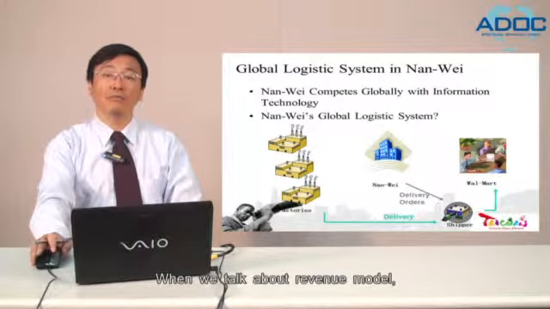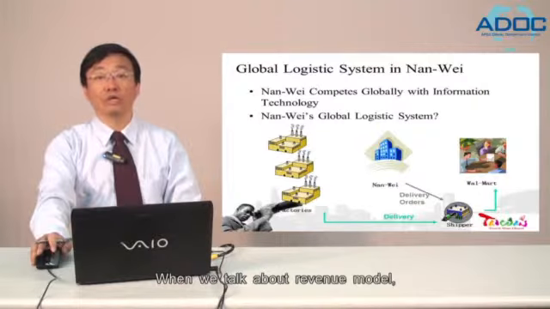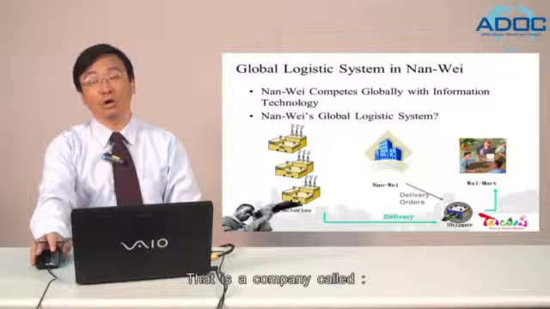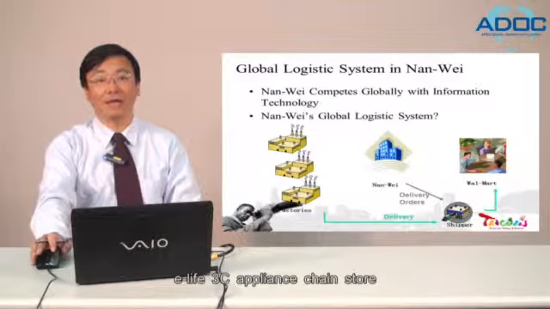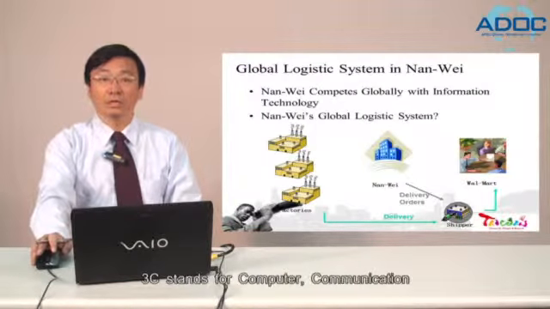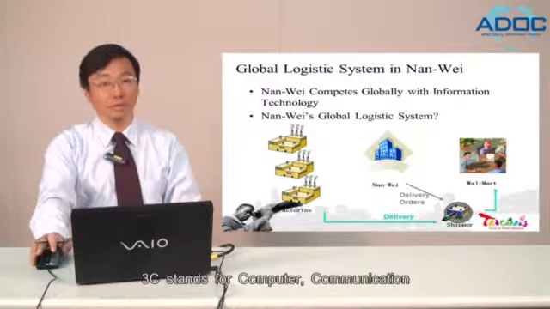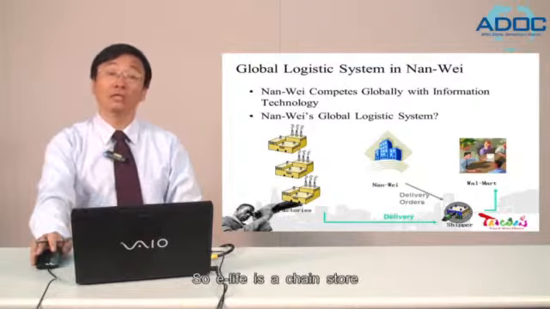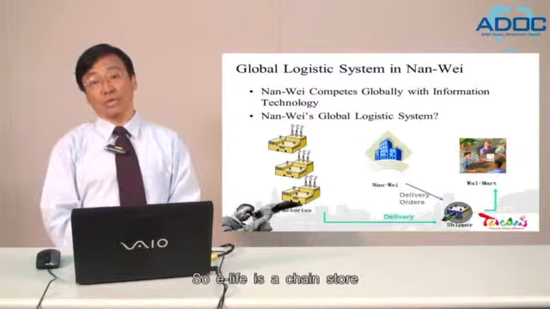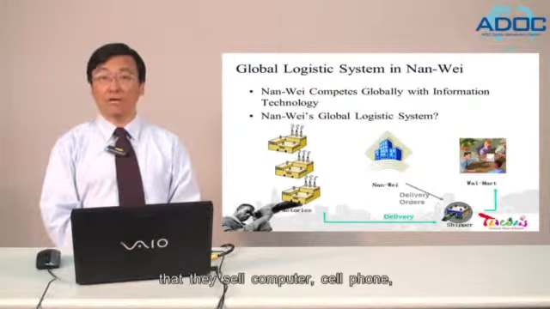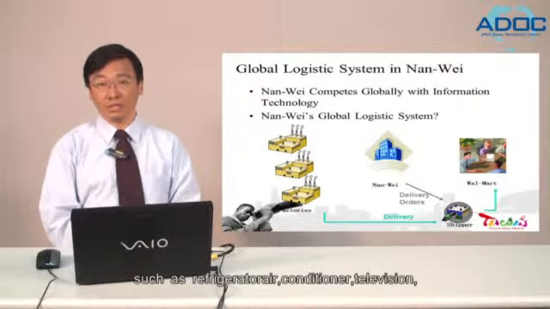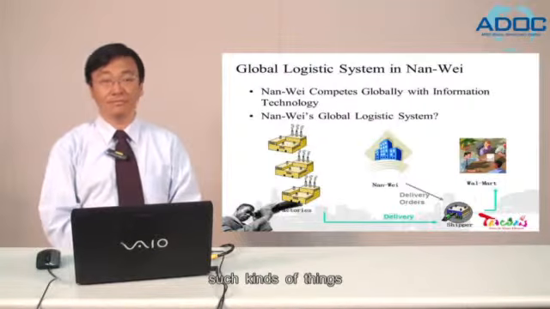When we talk about revenue models, I would like to share another example from Taiwan. That is a company called eLife 3C Appliance Chain Store. 3C stands for Computer, Communication, and Consumer Appliance. So eLife is a chain store that sells computers, cellular phones, telephones, and appliances such as refrigerators, air conditioners, televisions, and that kind of thing.